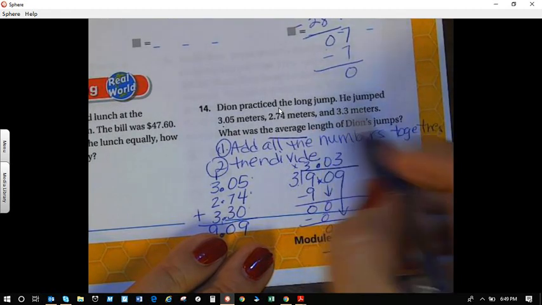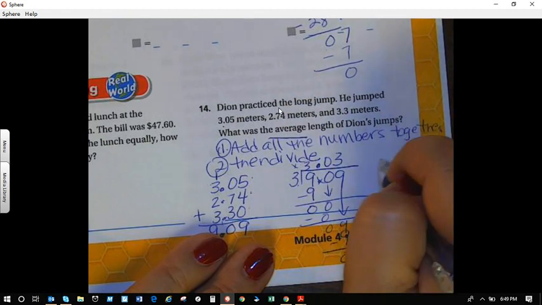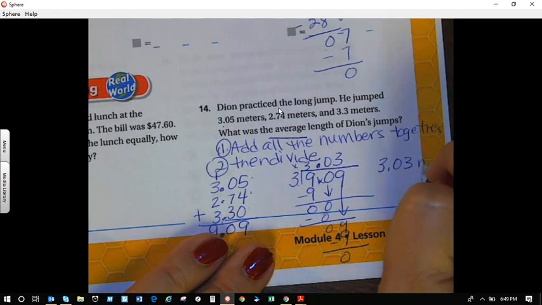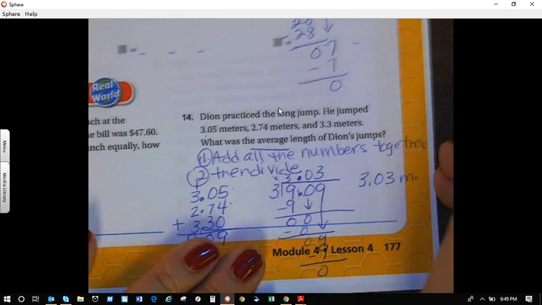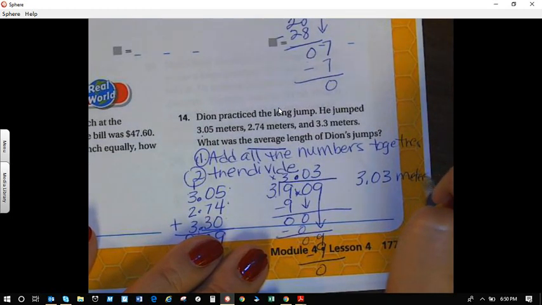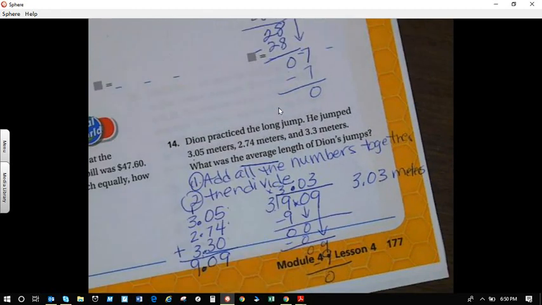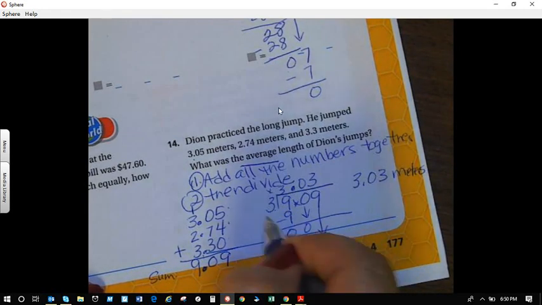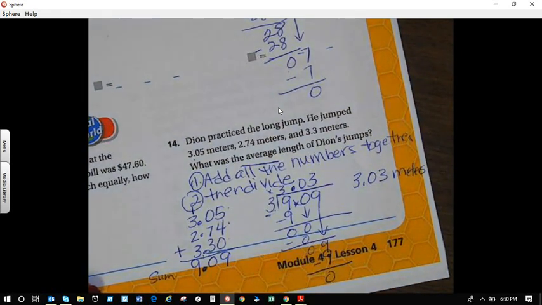So each jump was an average of 3 3/100 meters. Okay? Put the M abbreviation, or you can write it out. 3 3/10 meters. All right, does that make sense? Remember, we have to add up. I take my sum. I divide it by the number of numbers that I added, which was 3. And so the average length that he jumps is about 3 3/100 meters long. That's pretty good. It's a pretty good long jump.